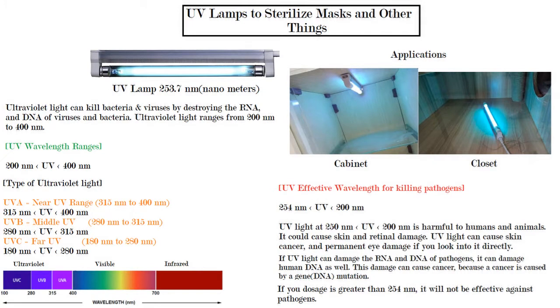Hello everybody, I will be talking about various types of UV lamps, or a UV lamp to sterilize masks and other things. What you see on the top left is a UV lamp which has a rating of 253.7 nanometers. And a nanometer is basically a billionth of a meter. So you have 1 meter, let's say, that's about 3.3 feet.